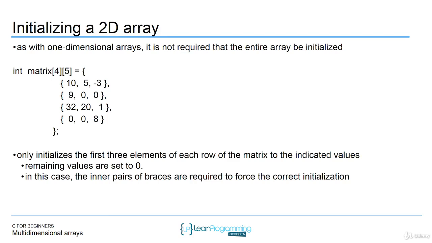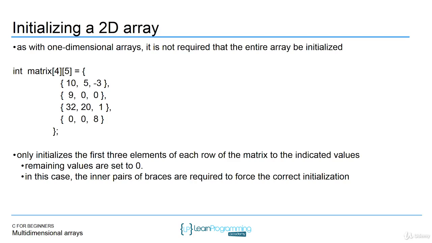For the ones that we didn't set, the 4th and 5th values of each row, those are actually going to be set to 0 automatically because we left them out. And in this case, you actually have to provide the curly braces, the inner ones. Because here, if we didn't, the initialization would be all screwed up. If you didn't have the curly braces, it would just do it consecutively.